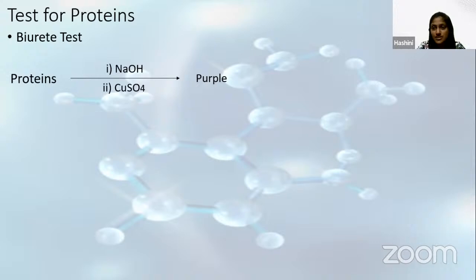Purple color. Okay, so let's watch a video on how to perform this biuret test. Then you can get a clear knowledge of what kind of color change happens in this process, right?